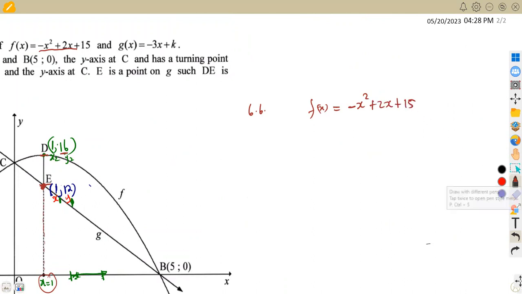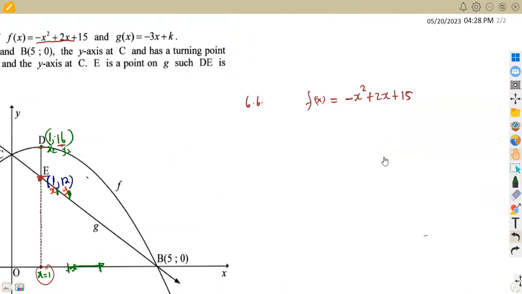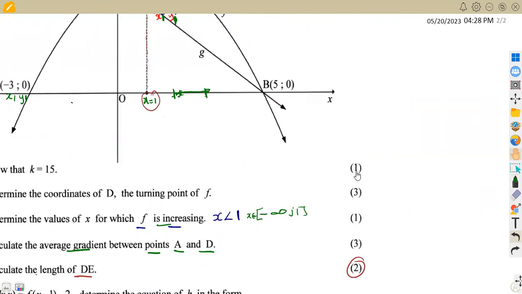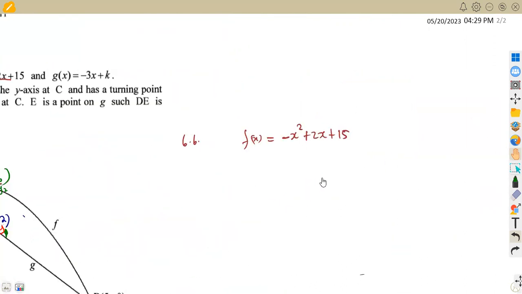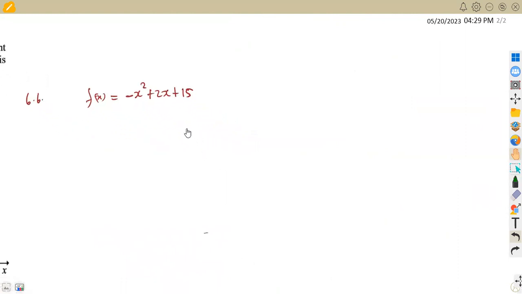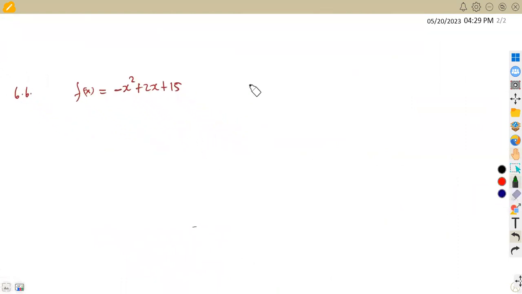Now we are given another function that is related to this f of x, but now it is given as h of x, which is f of x minus 1 minus 2. So this is the function that we are supposed to determine from the f of x that we have. We are given h of x as f of x minus 1 minus 2. So the first thing is, what does this part mean?